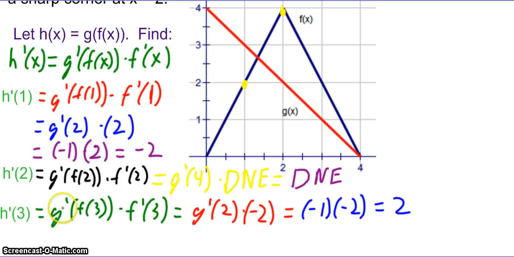H prime of 3 is g prime of f of 3 times f prime of 3. F prime of 3 is right here, which is a slope of negative 2, so f prime of 3 is negative 2. F of 3 has a value of 2, so it's g prime of 2, which is negative 1, so I have negative 1 times negative 2, which is positive 2.